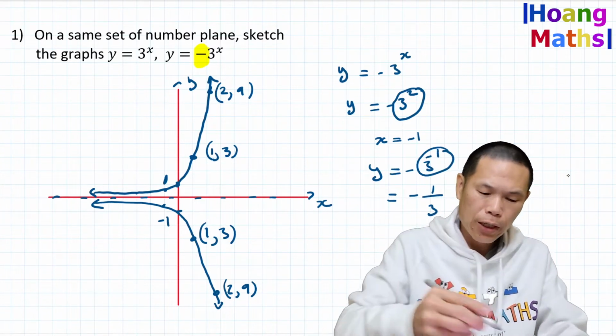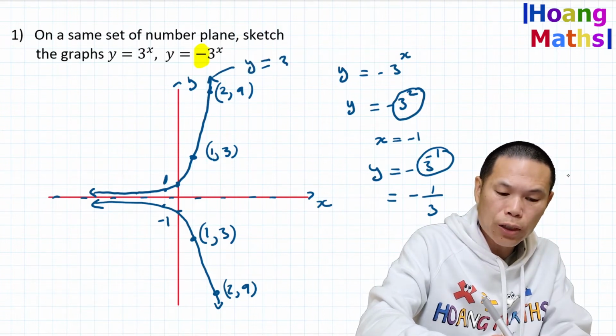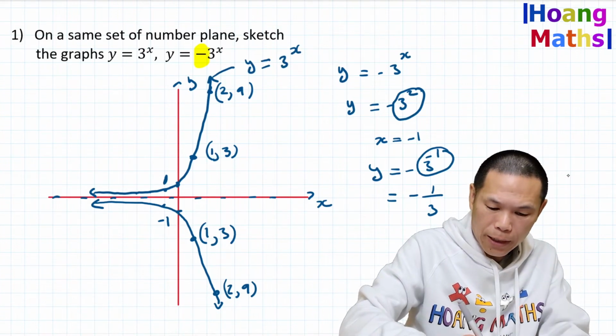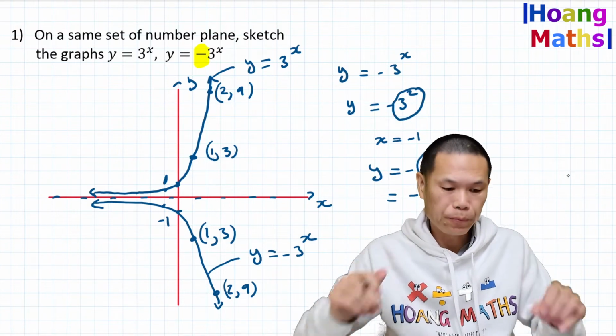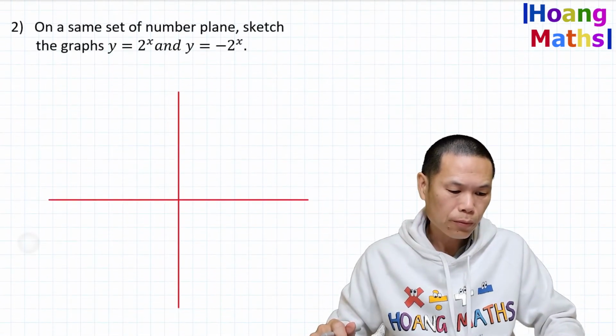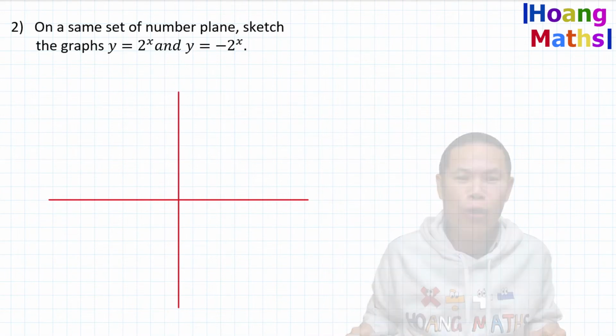So that's it. Let me write this down. This is y is equal to 3 to the power of x. And this is y is equal to negative 3 to the power of x. So there you go. Please pause the video and try this one yourself.